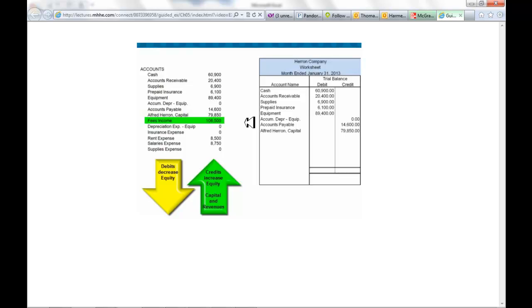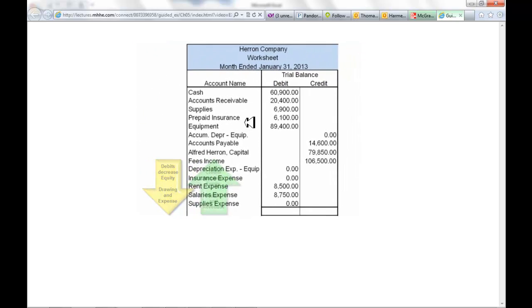Fees income is a revenue account. It too increases owner's equity. Revenues have normal credit balances. The remaining accounts are expense accounts. Expenses decrease equity. Expenses have normal debit balances to show the decreased equity. When we total the unadjusted trial balance, we have $200,950 in debits and $200,950 in credits.